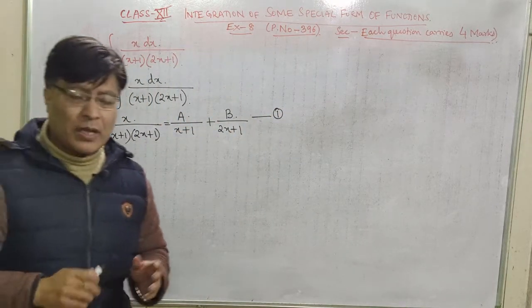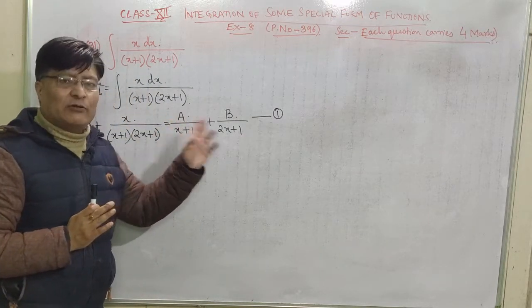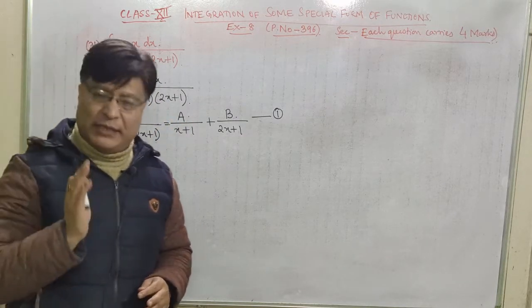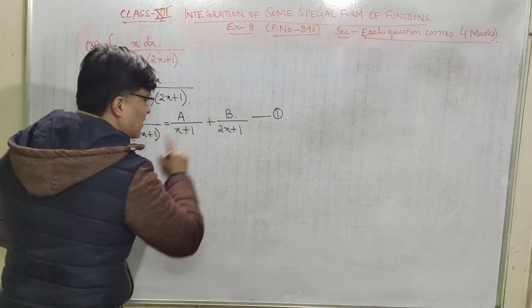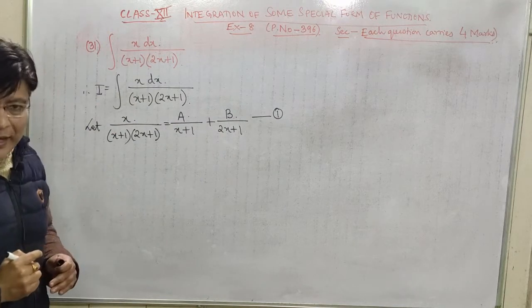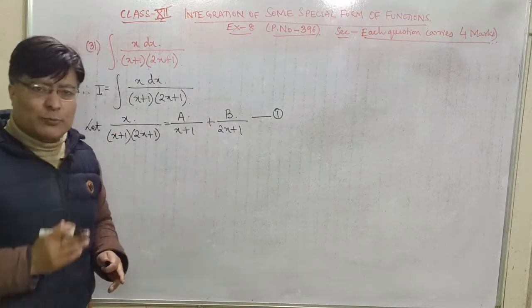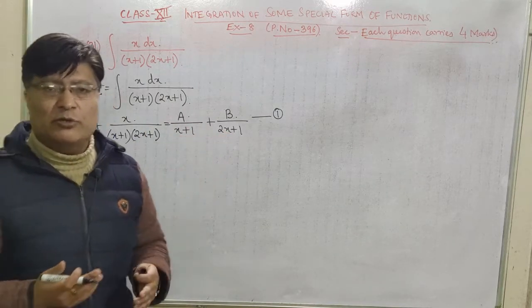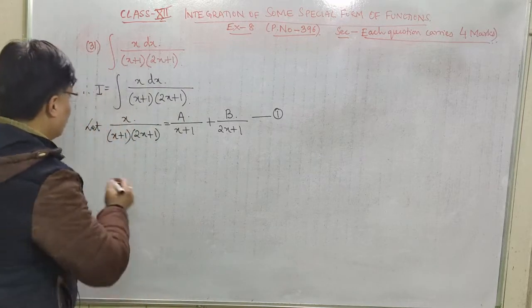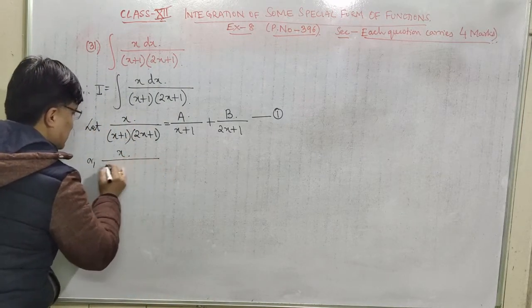Now our job is to find out the values of these constants A and B. So how can we find it? Let us find out the values for A and B from number 1. Then you have to put those values of A and B in 1, so that the fraction can be converted into partial fraction. Let us keep the left hand side as it is.